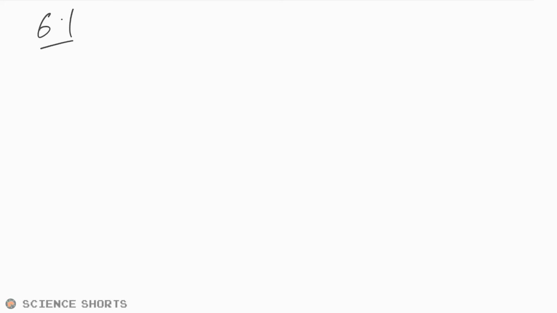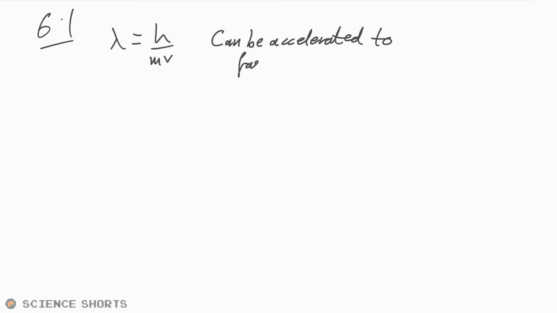Okay, 6.1. Nuclear radii can be estimated using alpha particles or high energy electrons. Give 2 advantages of using high energy electrons rather than alpha particles for this estimate. Okay, we know that de Broglie wavelength is equal to h over mv. And so first off, we can say they can be accelerated to faster speeds, therefore lower wavelength, therefore finer resolution, bigger fringes and all that jazz.